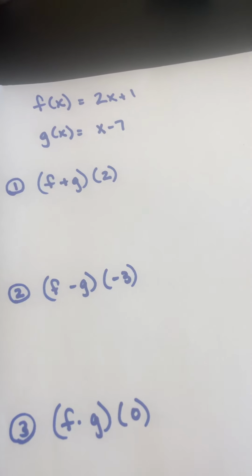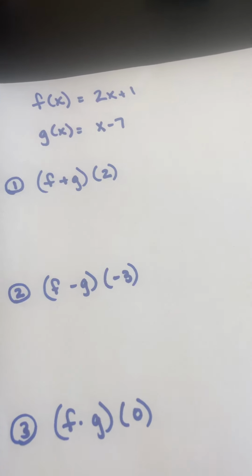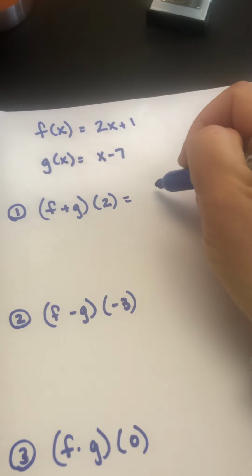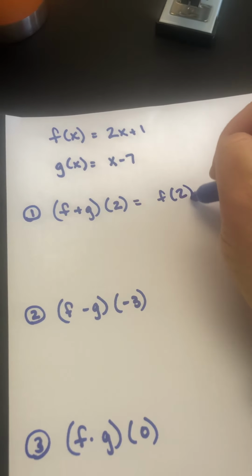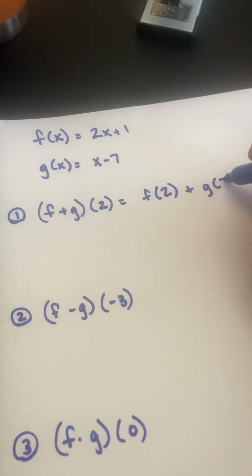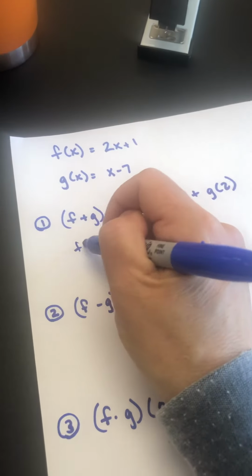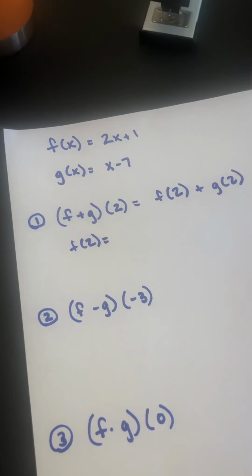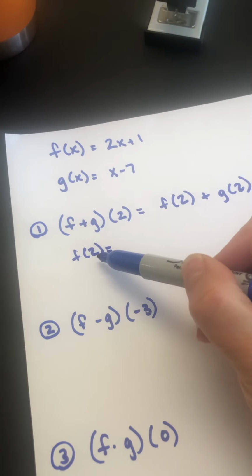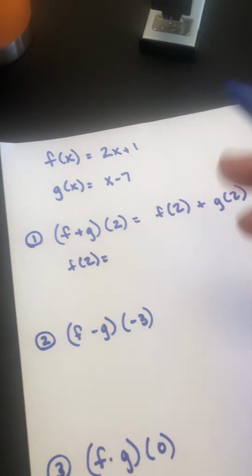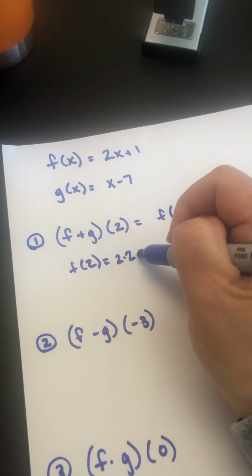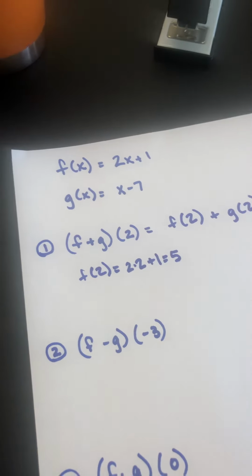And our first problem we have to do is f plus g of 2. Keep in mind that's the same as f of 2 plus g of 2. So what I would love for you to do is come up to the side of your paper and say, okay, well, what is f of 2? Well, right here, I take f of 2, and wherever there's an x in my f function, I put a 2 in, so it's going to be 2 times 2 plus 1, and I'm going to get 5.